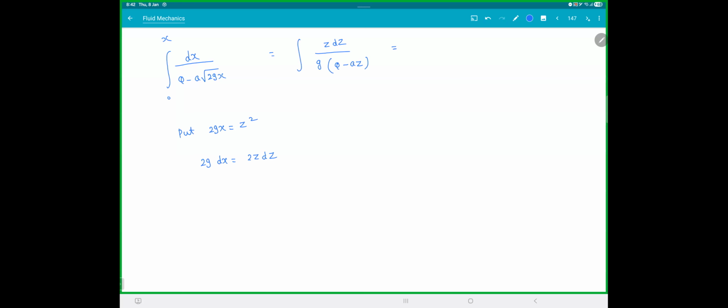This can be written as, you can split this. That's what I said. This is a technique in maths you will learn. This can be written as Q multiply and divide by a. So minus 1 by ag. This can be written as minus az plus Q minus Q by Q minus az. This is minus 1 by ag integral. This can be written as 1 minus Q by Q minus az.